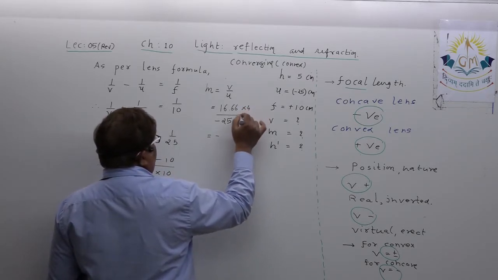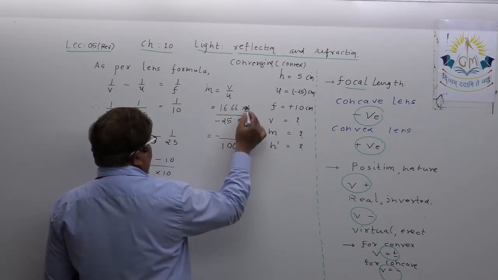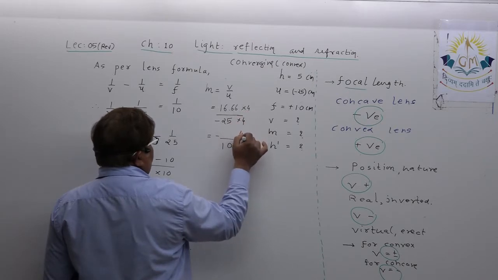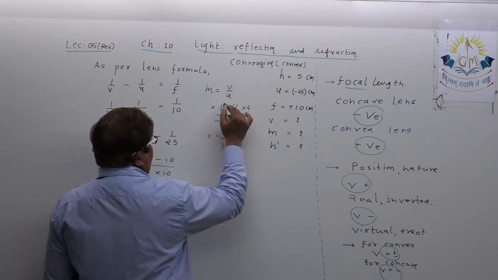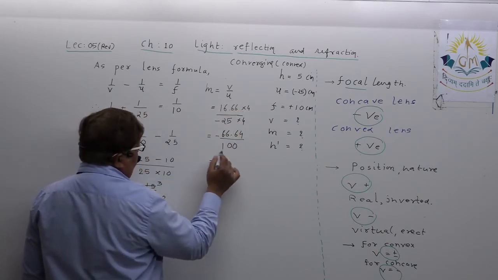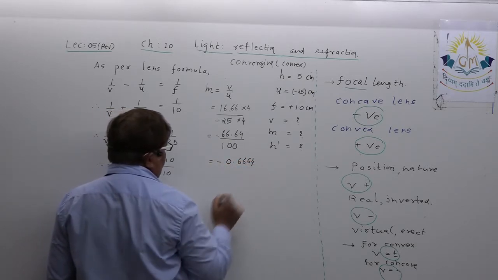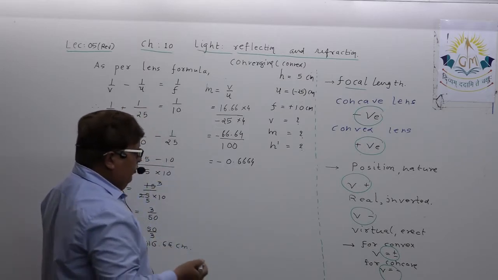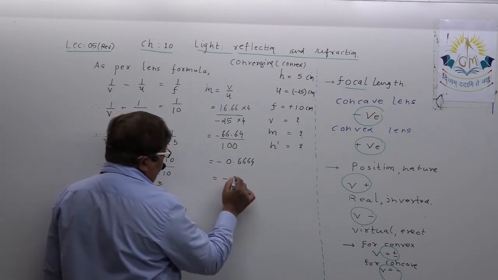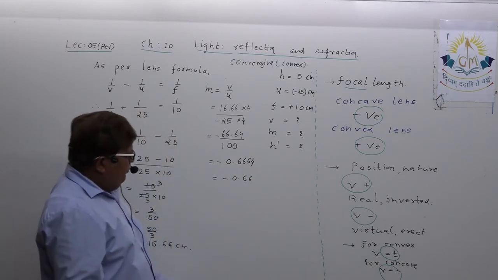Understand, just multiply 4 here. So you will get 100, and this is just 4 sixes are 24, 2 carry, and so on. You can just place minus 0.6664. That's the value of magnification. To be more precise, you can write this way. Minus 0.66.